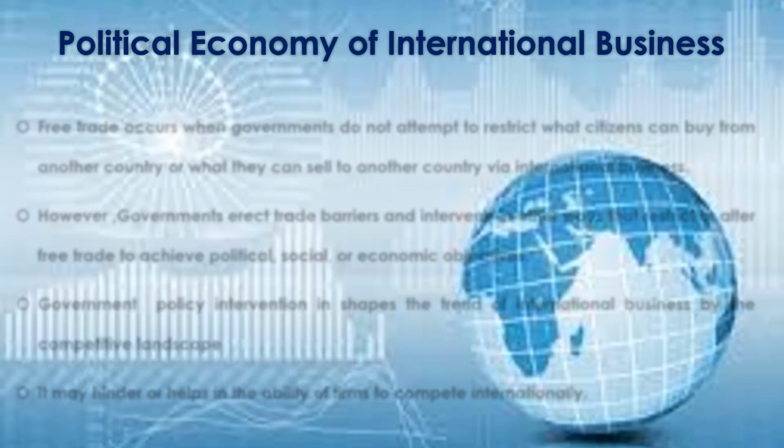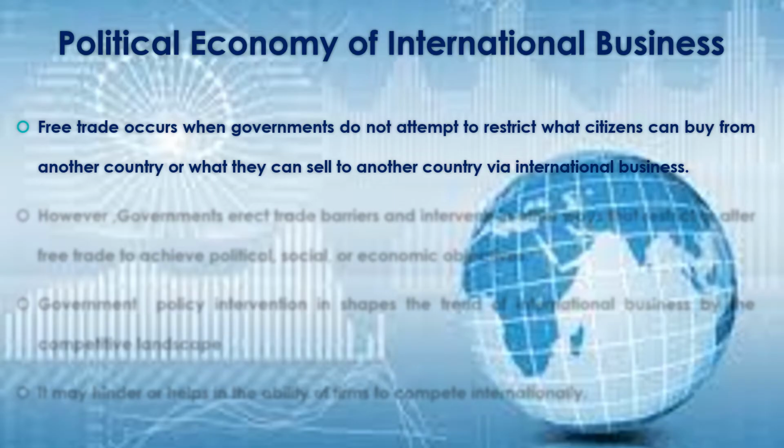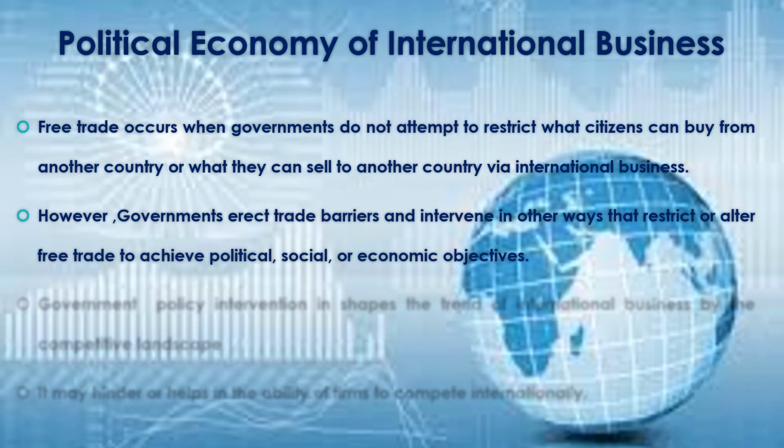Political economy of international business is the relationship between government decisions and international businesses. Free trade occurs when governments do not attempt to restrict what citizens can buy from another country or what they can sell to another country via international businesses. However, governments erect trade barriers and intervene in other ways to restrict or alter free trade to achieve political, social or economic objectives.